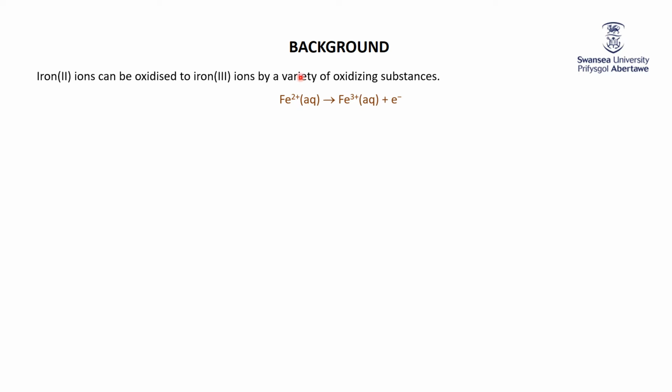Quick bit of chemistry background first. We're doing a redox reaction, so that means there's a reduction and an oxidation. The oxidation one is nice and easy. Iron 2 ions can be oxidized to iron 3 ions, so there's Fe2+, loses an electron, so it's oxidized to make Fe3+. Okay, so that is the oxidation.